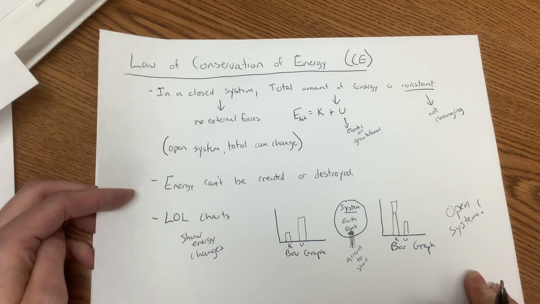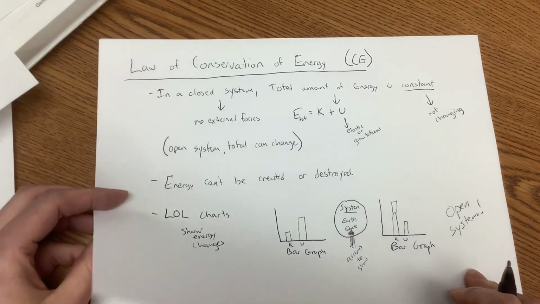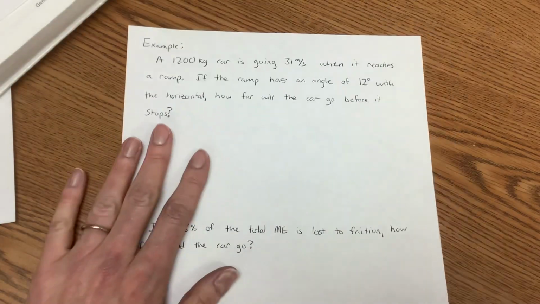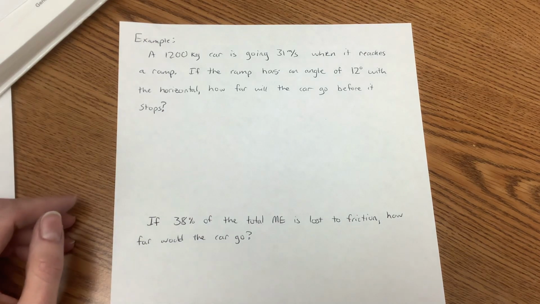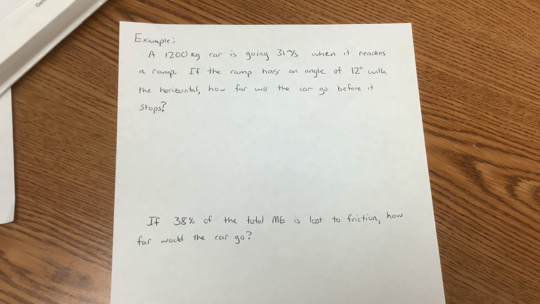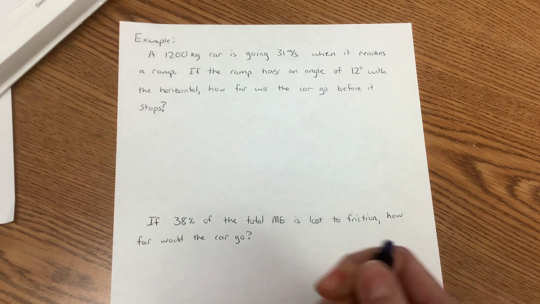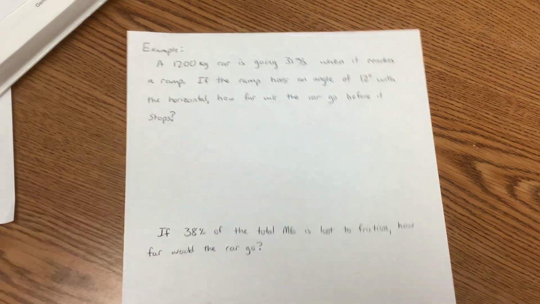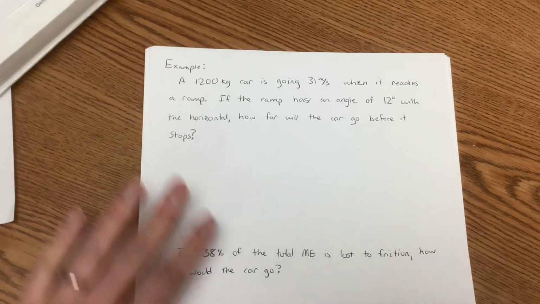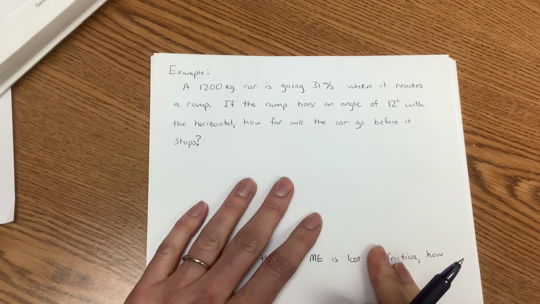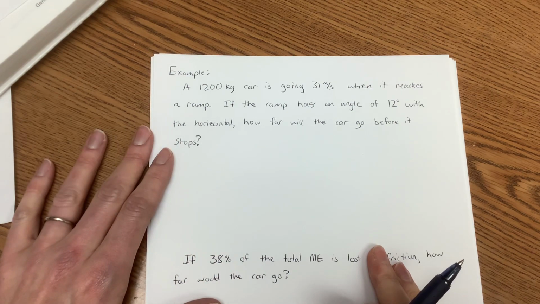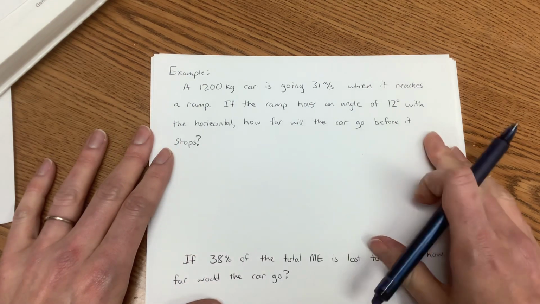But what we often do with the conservation of energy is we use it to solve problems. So we're going to solve a problem. This is my example problem. If you want to take a moment and pause to write this down, that's probably a reasonable idea. I'm going to switch pen colors. Is this a different color? I can't tell. Maybe it is, maybe it isn't, and that's okay. All right, so we've got a 1,200 kilogram car going 31 meters per second when it reaches a ramp. If the ramp has an angle of 12 degrees with the horizontal, how far will the car go before it stops?